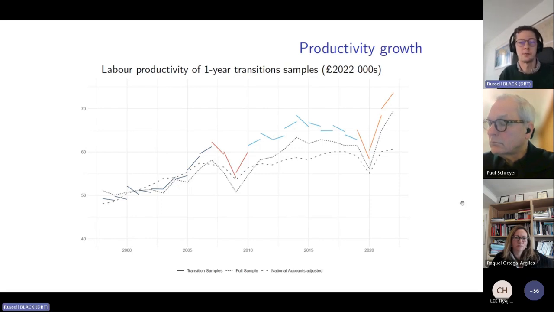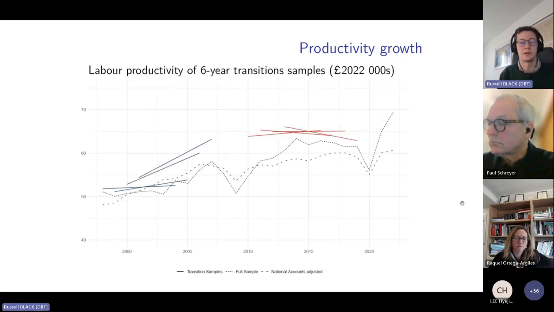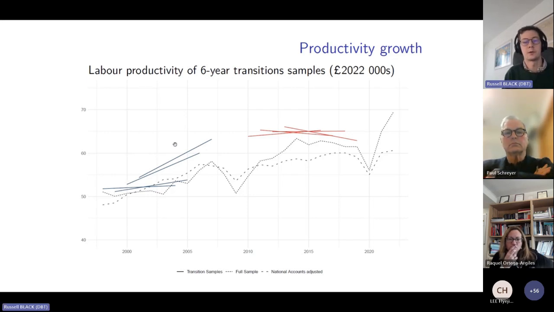This is the 1 year transition samples. This is the 6 year transition samples. So our before number will be the average of these 4 different 6 year intervals. And our post-crisis number will be the average of these 4 different roughly stagnations, even though one of them is growing, one of them is shrinking, or 2 of them are shrinking.